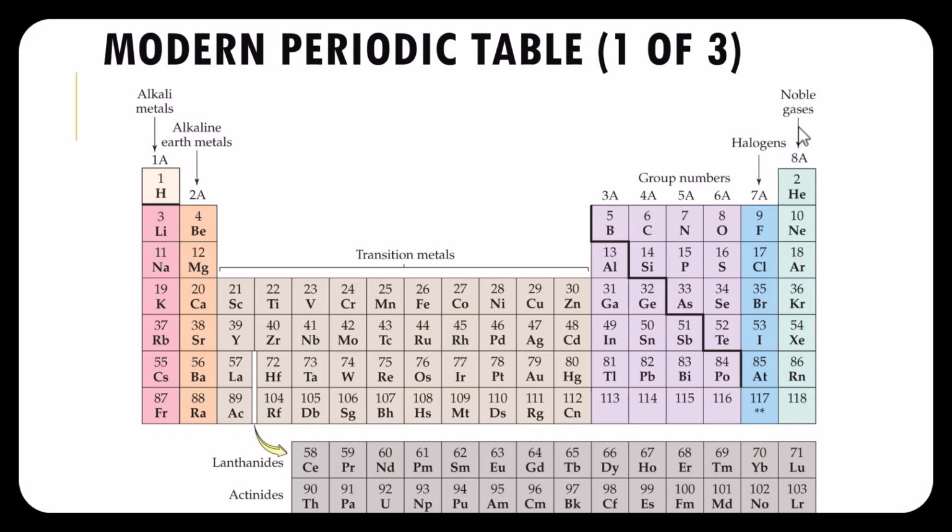The halogens are very, very close to being like the noble gases. They're one step away. So halogens are very, very reactive. They will react with almost anything and everything to get that one extra electron and be like the noble gases. So our halogens are very reactive elements.